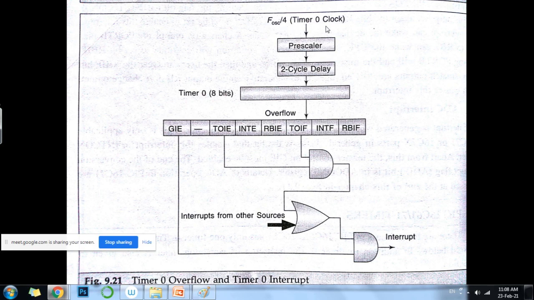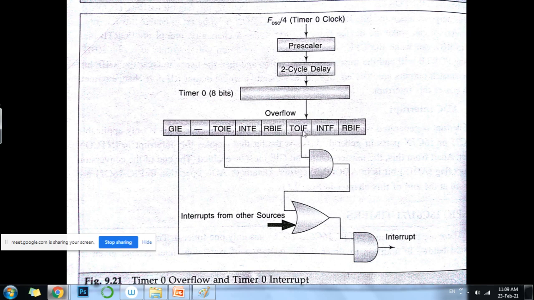So effectively the frequency is divided by 4. Then there is a prescaler, and then that count will be incremented. The 2-cycle delay simply indicates that when you change the prescaler, the action will take place after a delay of 2 cycles. Whatever prescaler is there will divide this frequency further, and depending upon that frequency, this count will go on incrementing. When this 8-bit count overflows above FF back to 00, the corresponding Timer 0 interrupt flag is set.